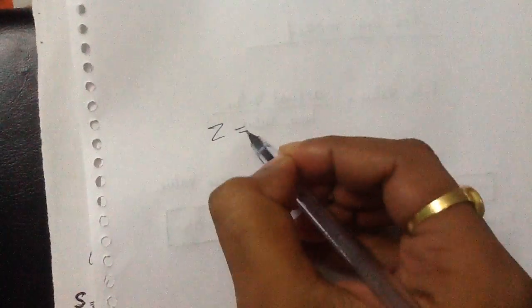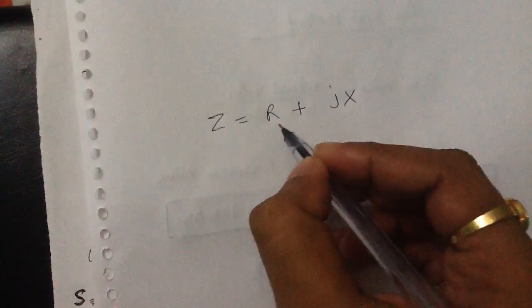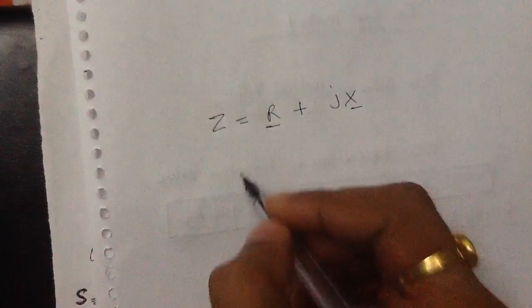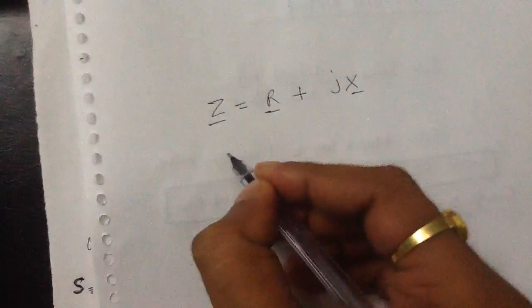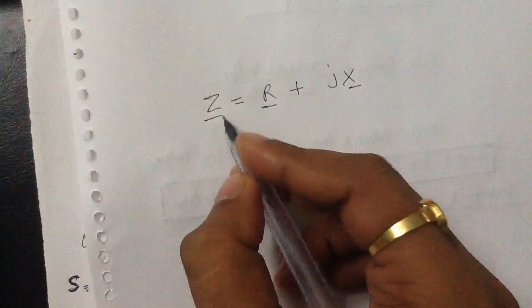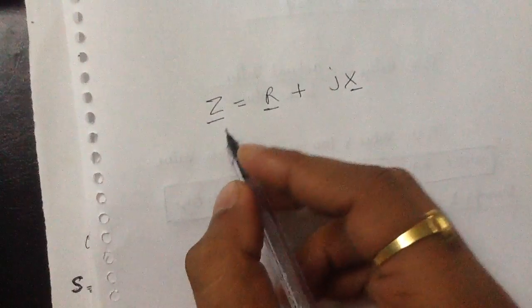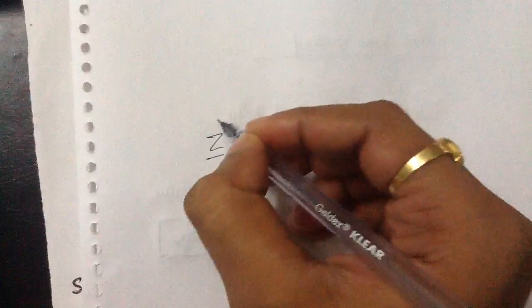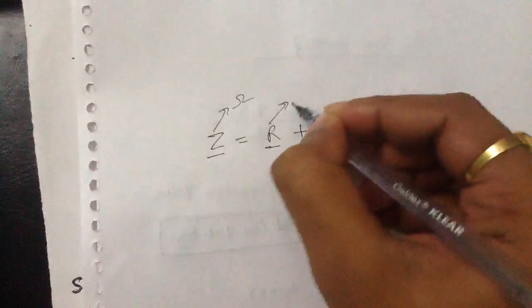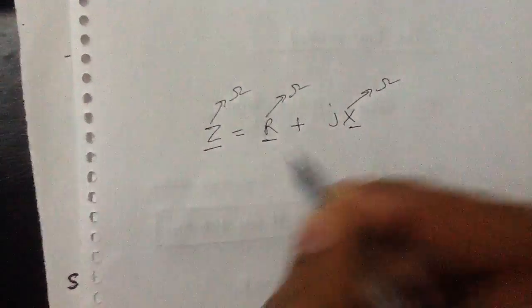We know that impedance equals R plus jX. R is the resistance, X is the reactance, Z is the impedance. Suppose I want to write the per unit value of the impedance. Here the unit of this Z is in ohms, R is in ohms, X is in ohms. You know it.